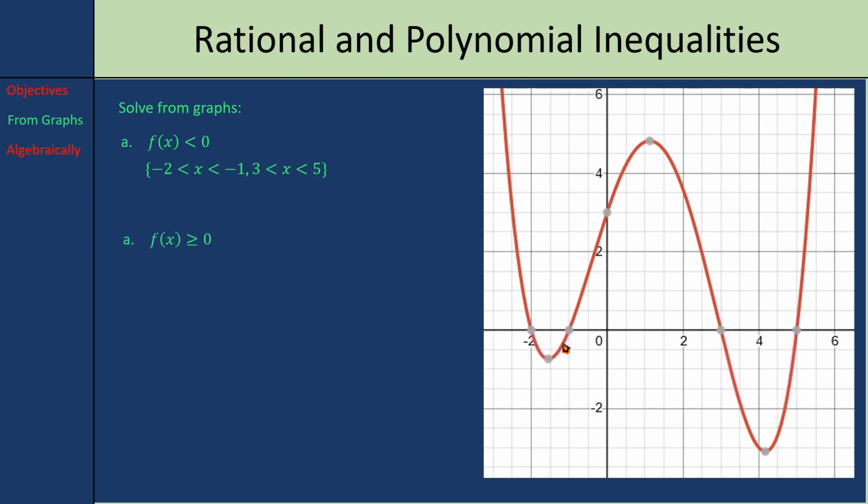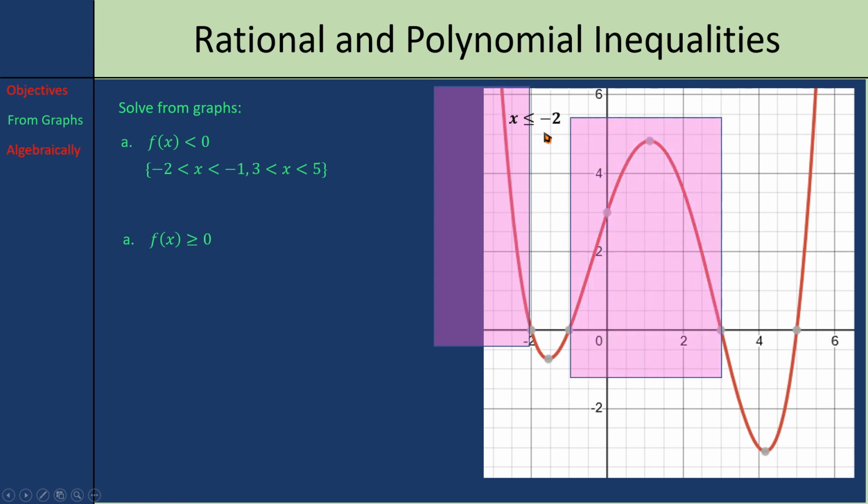Now, part B, they want f of x to be larger than or equal to 0. So I'm looking for the part that is above the x-axis, like that. Now, the answer for that part is going to be x is less than, because it's on the left side of -2, right? Everything less than -2, but also equal to, because they want equal to 0. So you have to go all the way up to -2. So it has to be equal to.